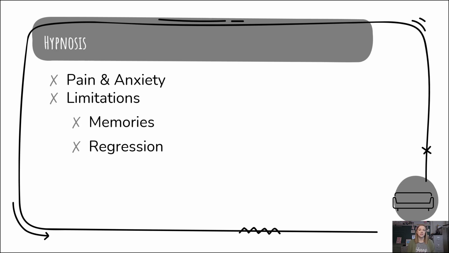Finally, let's talk about hypnosis. Hypnosis is a psychological state characterized by heightened suggestibility, focused attention, and deep relaxation. During hypnosis, individuals are guided into a trance-like state by a trained practitioner, often through verbal suggestions and relaxation techniques. In this altered state of consciousness, individuals may experience increased receptivity to suggestions and a heightened capacity for concentration.